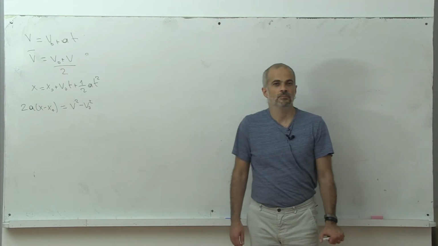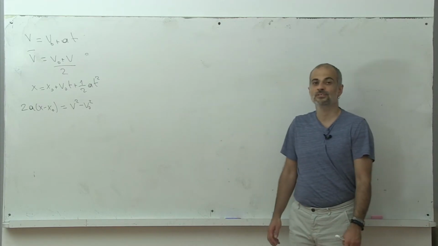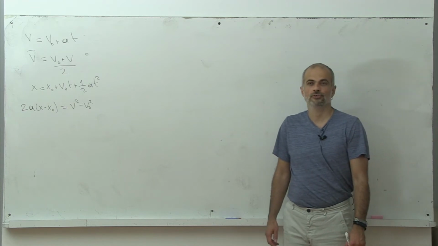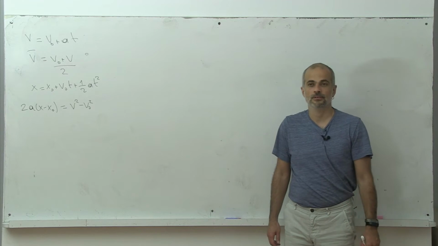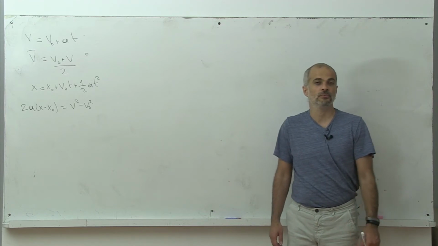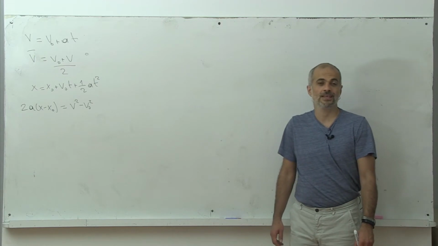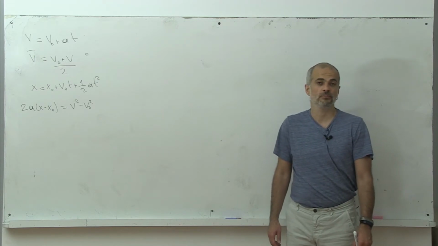Let's consider an example. Let's assume that you want to design a runway for a small plane. You know that the acceleration of the plane can be 2 meters per second squared. And before takeoff, you know that it has to reach a final speed of 100 kilometers per hour.